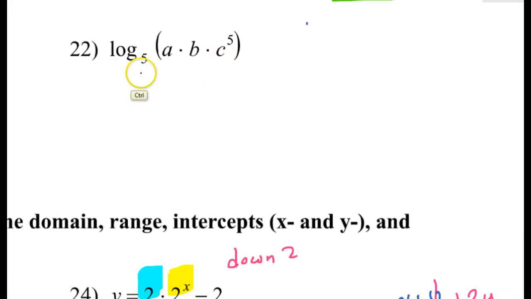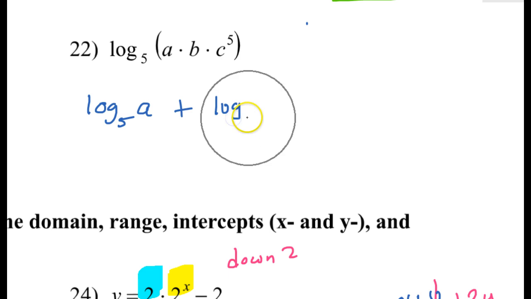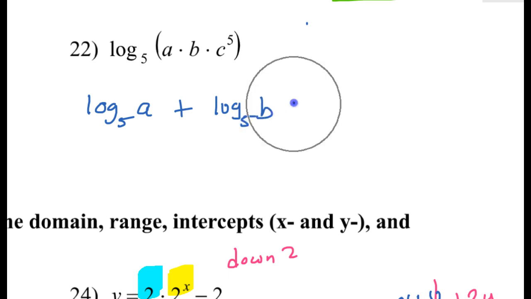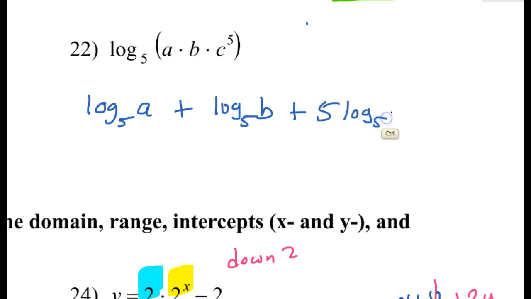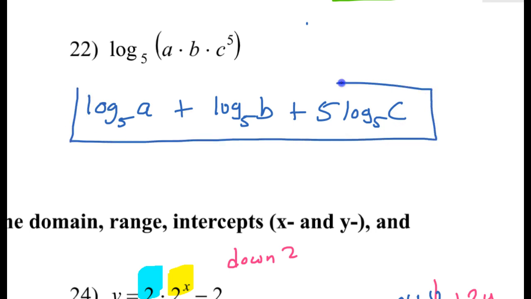And for number 22, this one is so straightforward, we really should be able to go straight to the final answer. This is going to expand as the sum of 3 terms. So this is going to be log base 5 of a plus the log base 5 of b plus, and yes, let's go ahead and plan on putting the 5 in the front. So we will have 5 times the log base 5 of c. And that should be the answer to number 22.